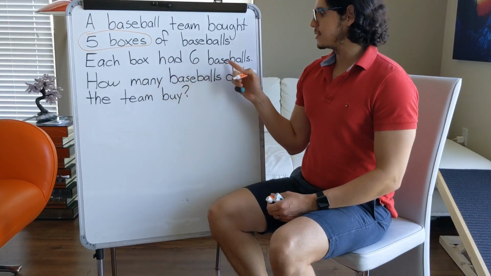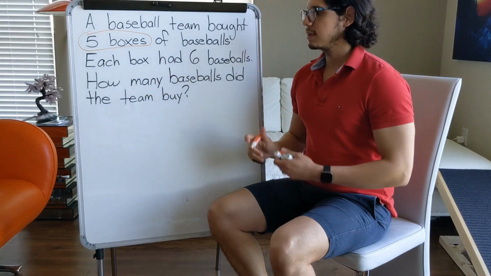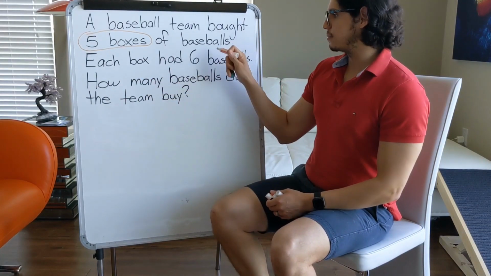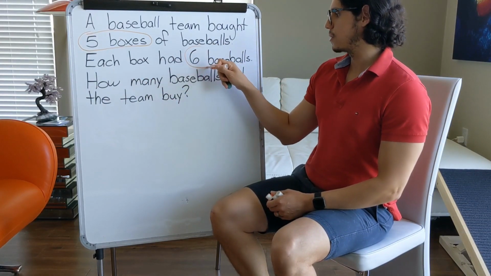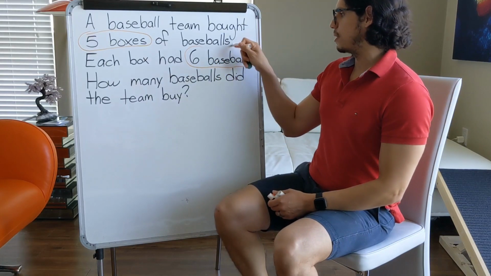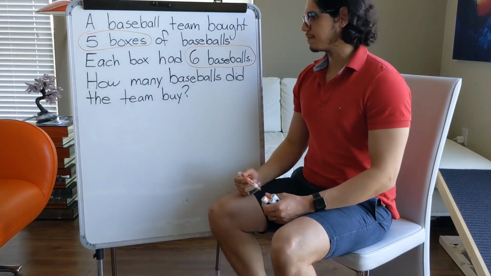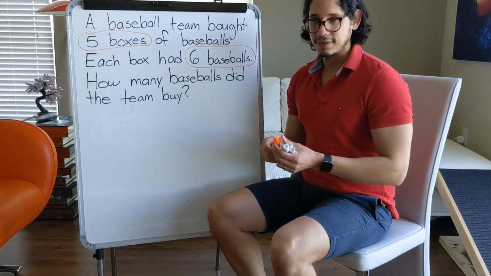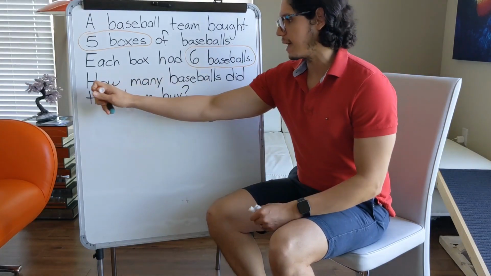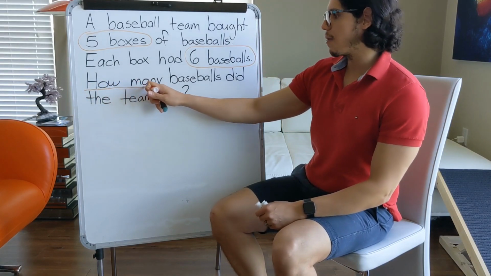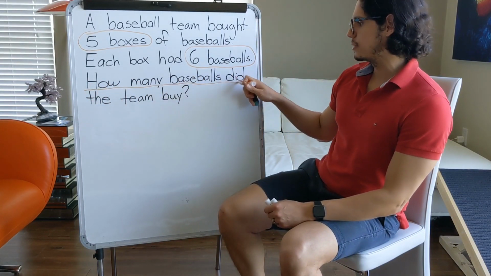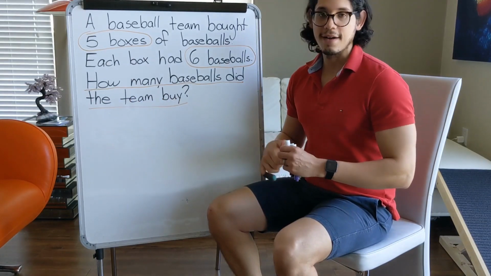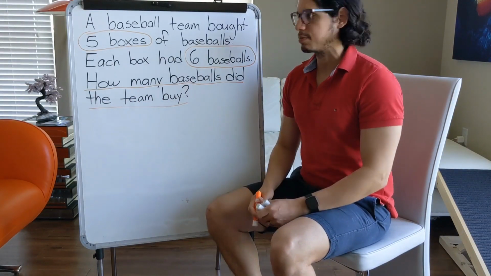Each box had 6 baseballs. Stop. This is important information as well. I know that each box had 6 baseballs. So there are 6 baseballs in each box. How many baseballs did the team buy? That's the question, so I'm going to underline that. So now I have all of the information that I need to solve this problem.